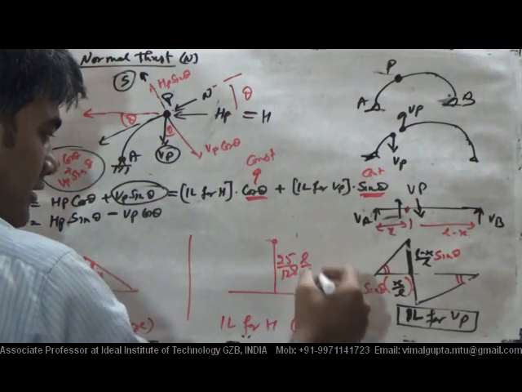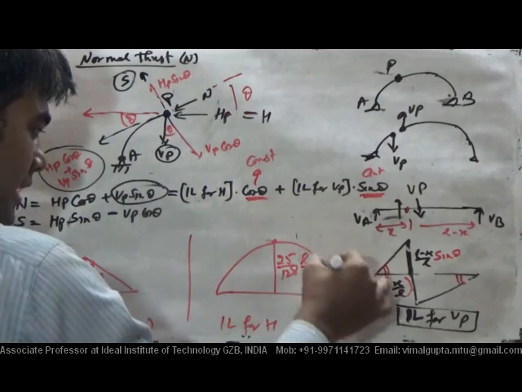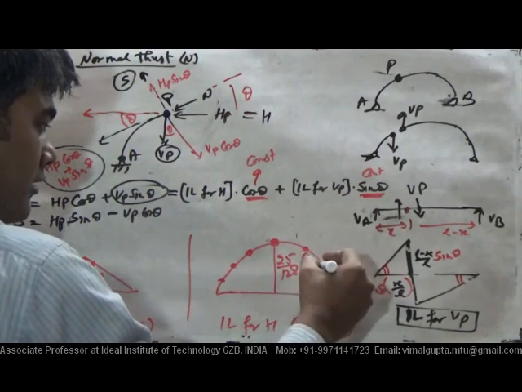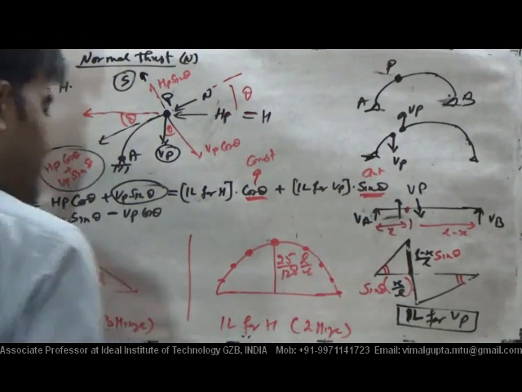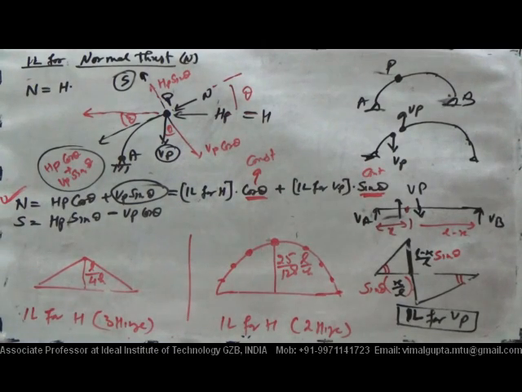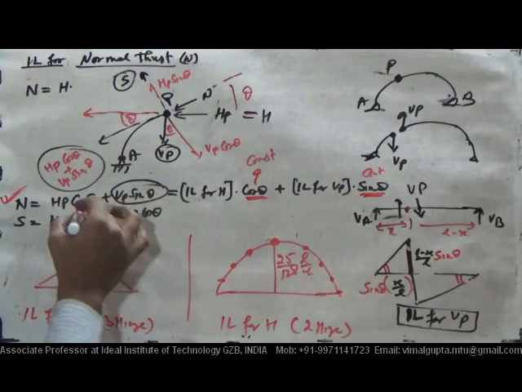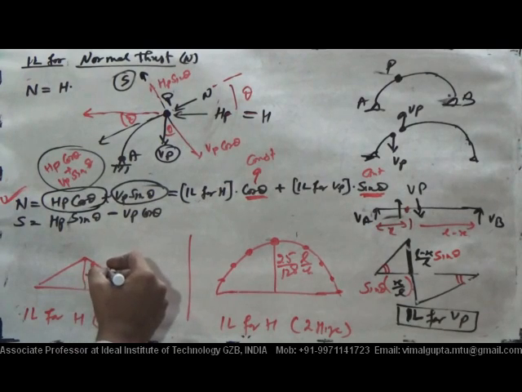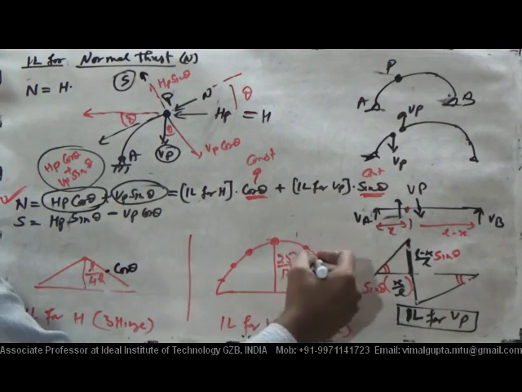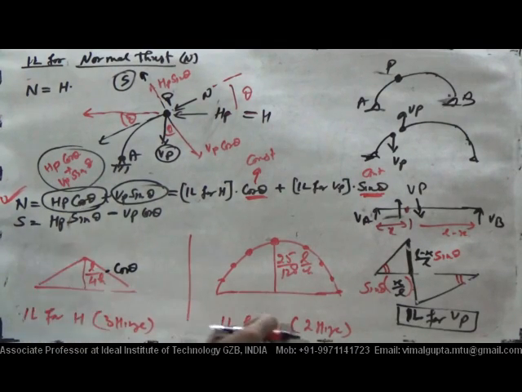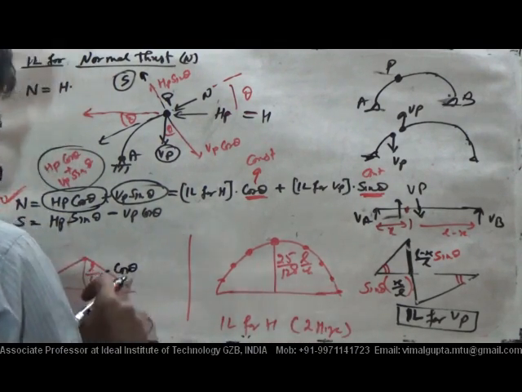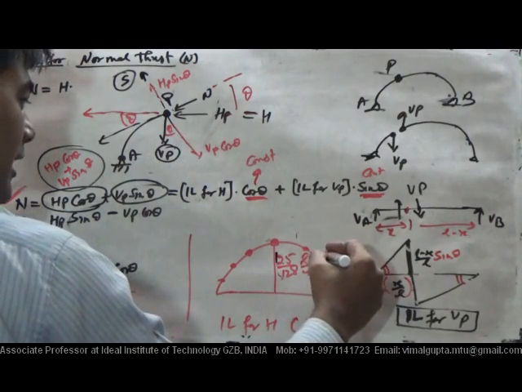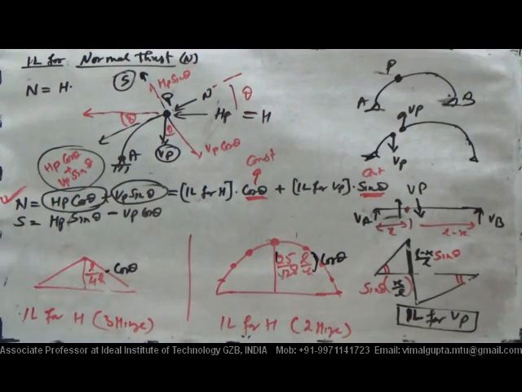And it has a parabolic ordinate. Ordinates are on here. So if you want to make the plot for H_P into cos theta, then what you have to do? For the 3 hinge arch, you have to multiply by cos theta. For the 2 hinge arch, it should also be multiplied by cos theta. Very simple.